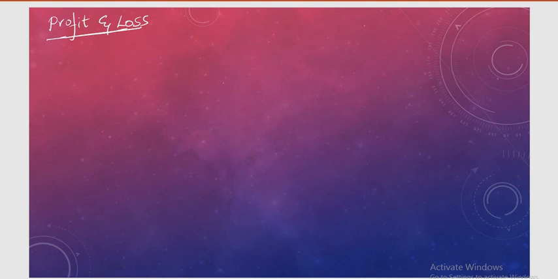Profit is also called gain. Sometimes we will call it gain, sometimes we will call it profit, right? So in profit and loss, what are the things that we need to remember? First one is cost price, CP. Next, we have selling price, which is SP. We need to know what these two are.